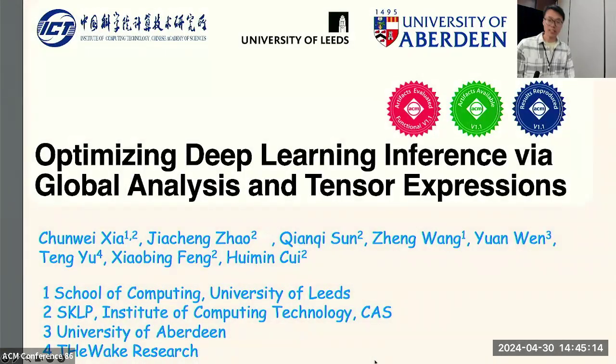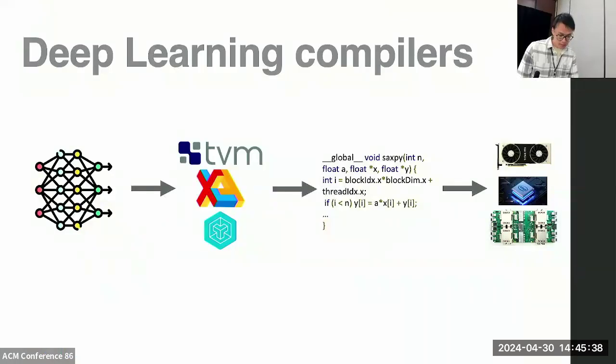Okay, good. Hello, everyone. My name is Chunwei. I'm so glad to be here to introduce our work about optimizing deep learning inference via global analysis and tensor expressions. This paper is a collaborative effort between University of Leeds, Institute of Computing Technology, University of Aberdeen, and Huawei Research.